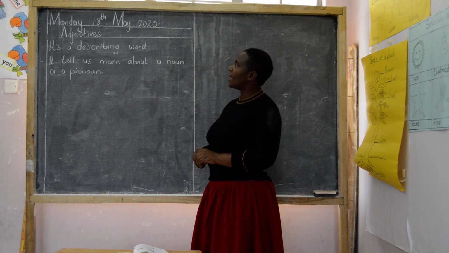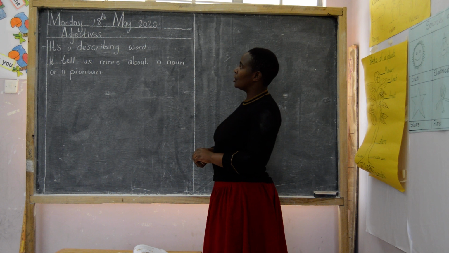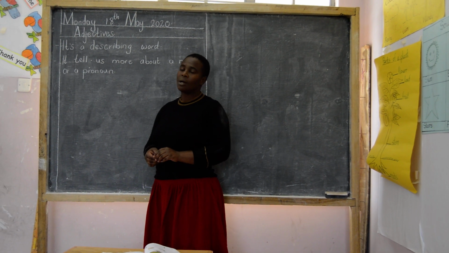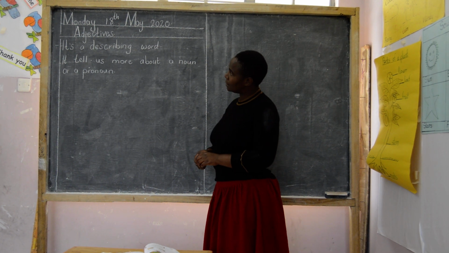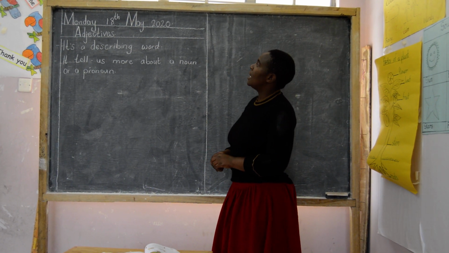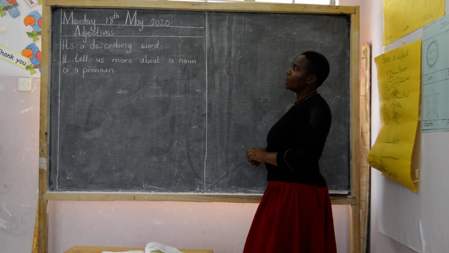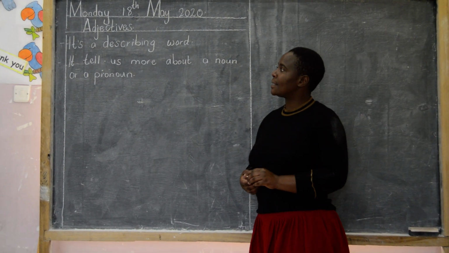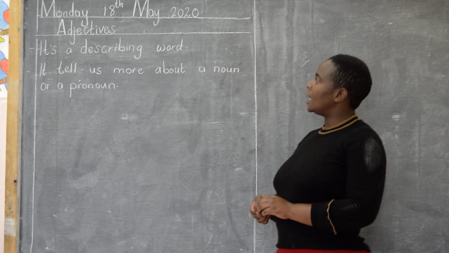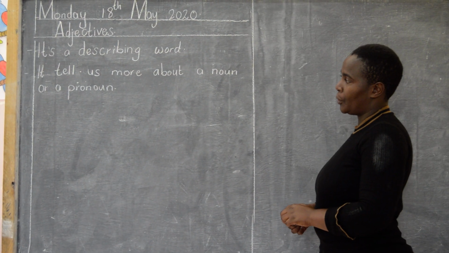Our topic for today in our English lesson is adjectives. In the previous week, we talked about adjectives, and we said an adjective is a describing word. What does it describe? It tells us more about a noun or a pronoun.